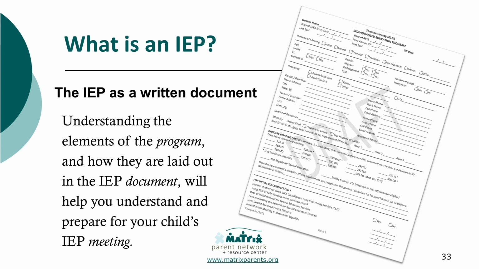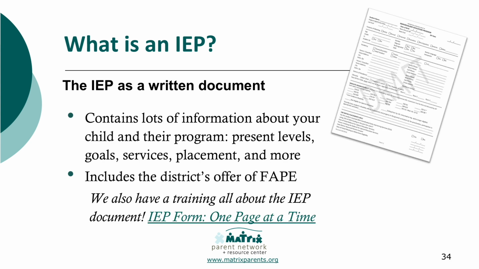So if you understand the elements of a program and how they're laid out in a document, you'll be prepared for the meeting. So think about this document sort of like a contract. You should take it seriously. Everything should be written down and it should be accurate. So it's going to contain a lot of information about your child and their program, all the things we talked about, the results of the assessment, their present level of performance, the goals, the services, the placement.